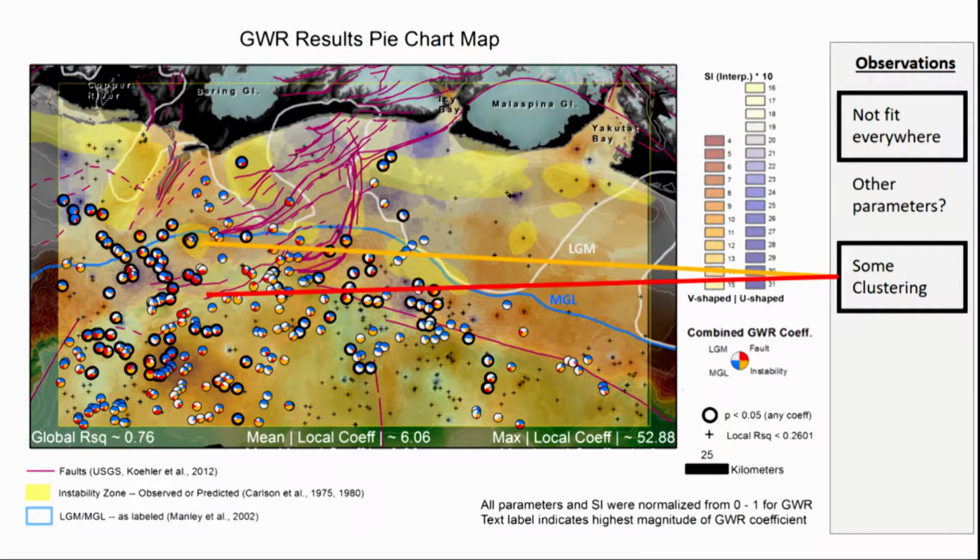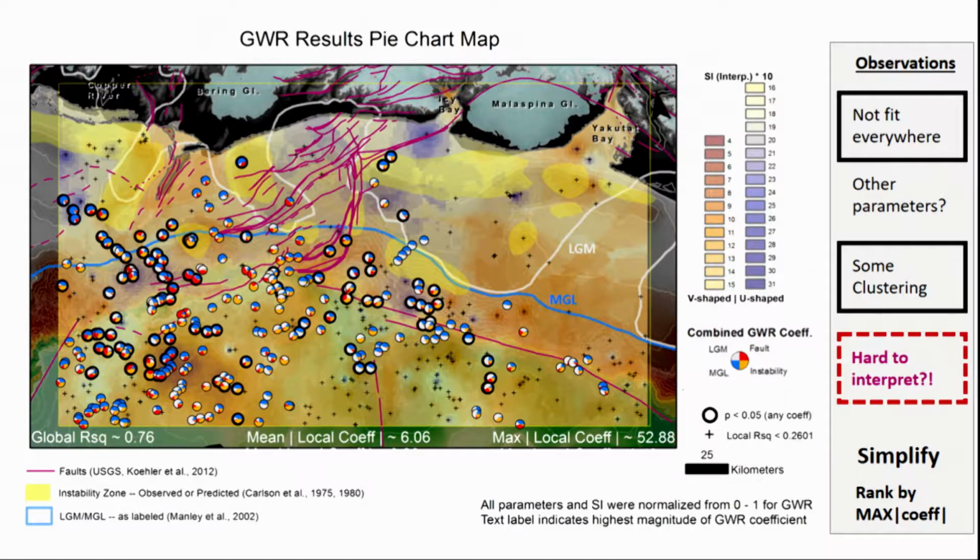We notice here some clustering. This is what you want to look for. We see a cluster here with this instability zone, and we also see a zone where there's maybe a dominant fault coefficient. But this is pretty hard to interpret, right?